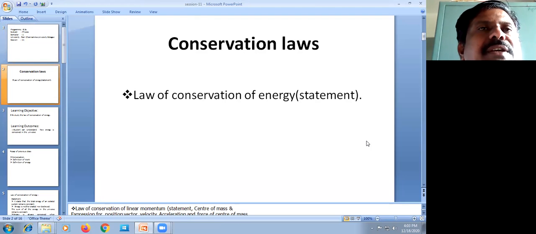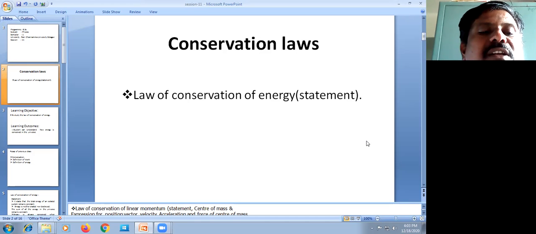So what do you mean by energy? Energy is the capacity to do work. For everything, we require what? Energy. So energy is the capacity to do work. There are various types of energy associated with a body, such as heat energy, light energy, sound energy, elastic energy, chemical energy, atomic energy, and mechanical energy. So we have different types of energies.